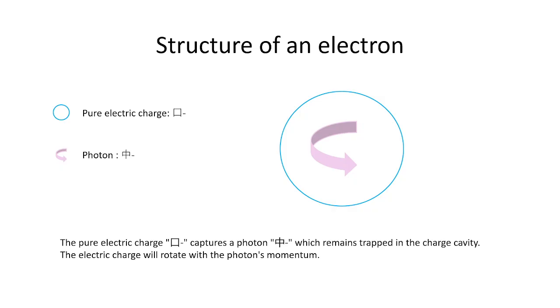Structure of an electron. An electron is composed of an electric charge which captures a photon. A negative charge captures a negative photon. The photon remains trapped in the charge cavity. The electric charge will rotate with the photon's momentum.